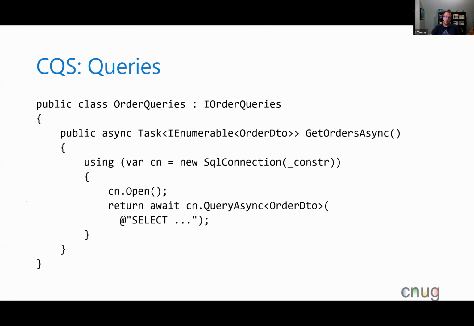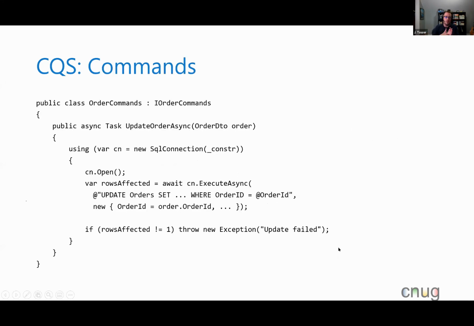Okay, so that's what a query object might look like. I could have lots of methods in there, so I can do lots of different queries against my orders. A command object could look the same. Maybe I want to be able to update my orders, and the way that might look is like this, where I create an OrderCommands class, and I'm going to give that an interface as well, so I can dependency inject it. And then I'll have this UpdateOrderAsync, which takes my order DTO as a parameter.